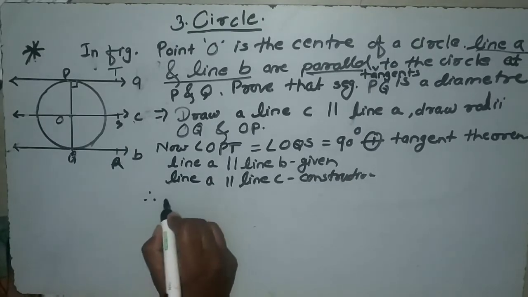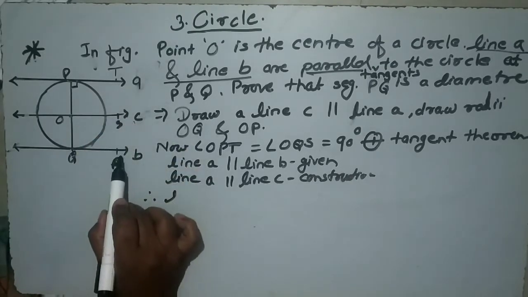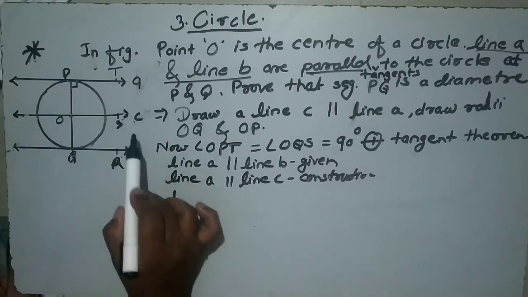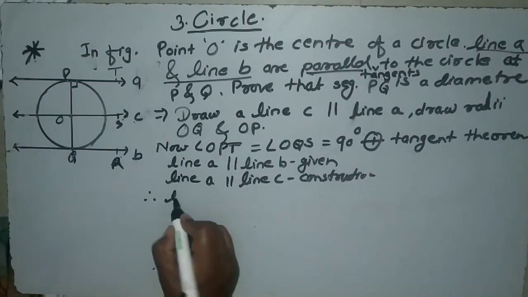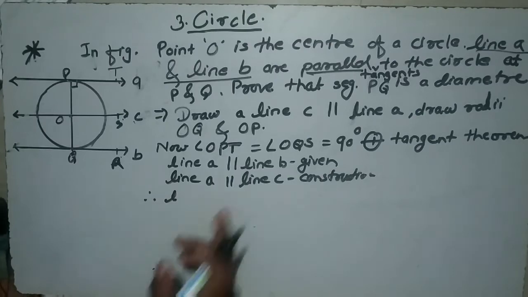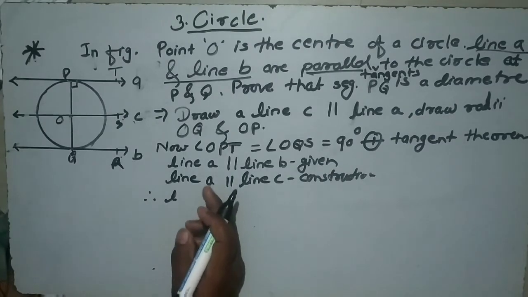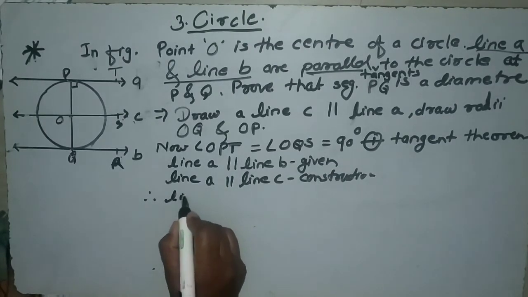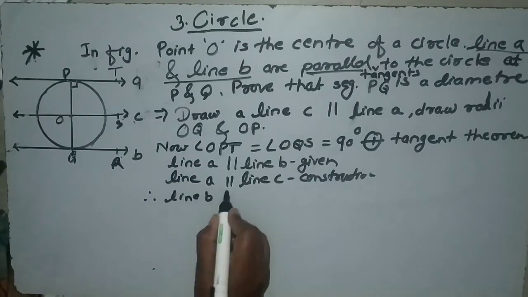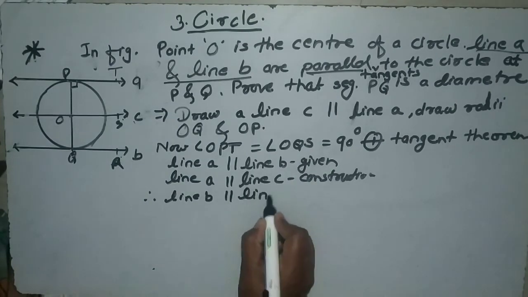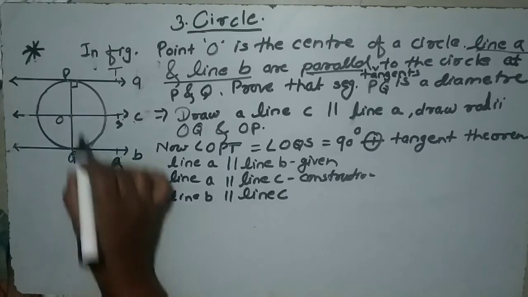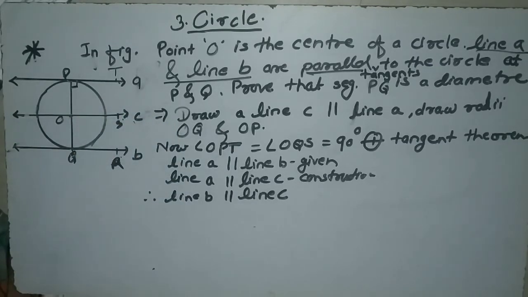So A is parallel to B and A is parallel to C. Therefore, if A is parallel to B and A is parallel to C, then B and C are parallel to each other by the transitivity property. So therefore line B is parallel to line C. Now these three lines are parallel to each other.